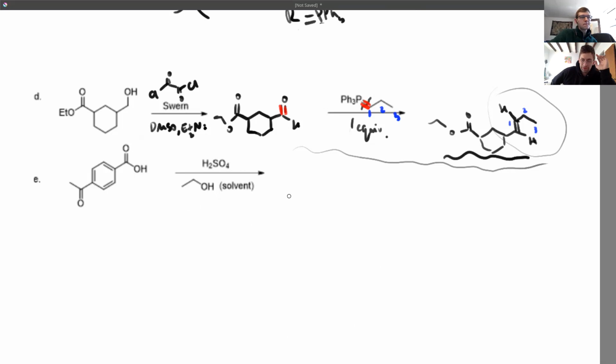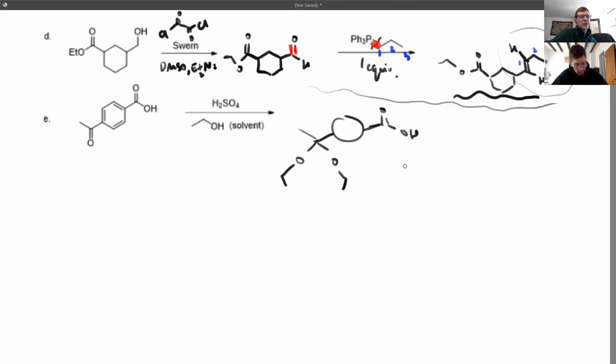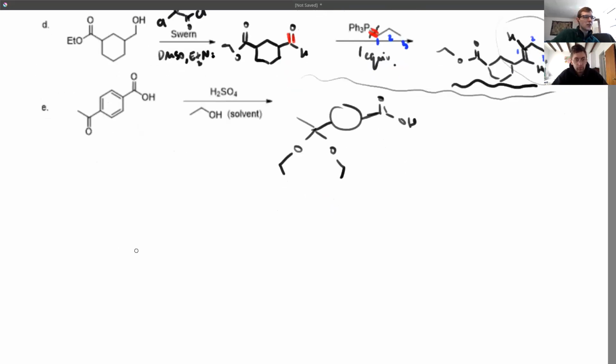So will it happen to both carbonyl oxygens? It'll happen down here for sure, because it's a ketone and it's nice and easy. Up at the top, it actually won't happen. You won't form an acetal. And the reason for that is, well, let's say we tried it on here, right? So we would protonate this carbonyl.